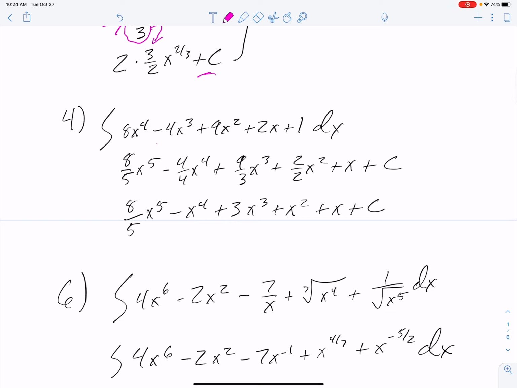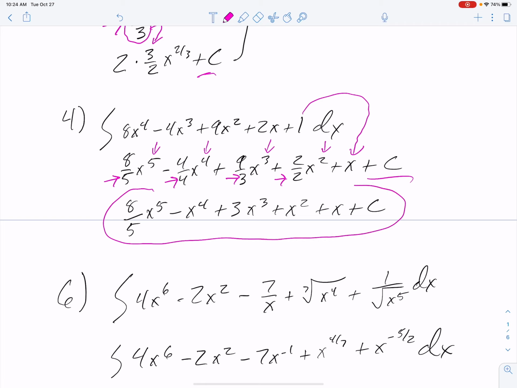Number 8, again, I add 1 to my exponent, divide by the new exponent, and repeat that for each term. And then, of course, any constant, its antiderivative is just that constant times x. And once again, don't forget about plus c. As in the others, if you skip that step in the middle, that's okay. I know a lot of you can do the division quickly in your heads.